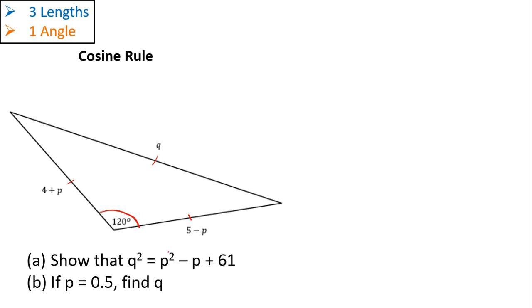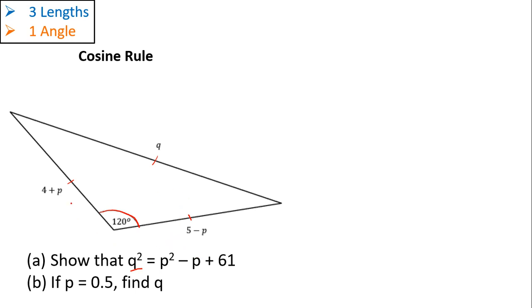Now, if you look carefully, what does the A part say? It says show that q squared equals p squared minus p plus 61. Now, what exactly is being asked? They've already kind of given me the answer. They've already given me what q squared equals. All they want is for us to show how we arrive at this solution. Q squared equals p squared minus p plus 61. How do I get there? So I have to show them how I am getting there.